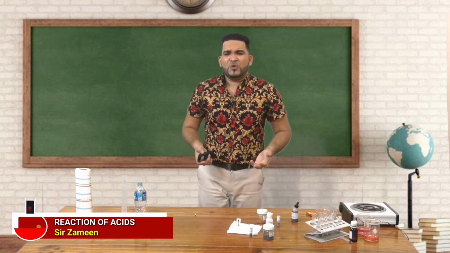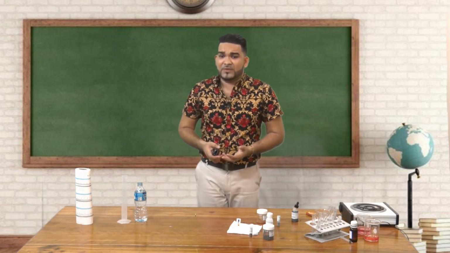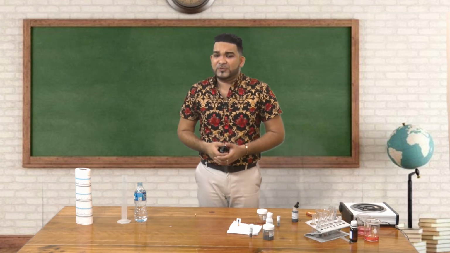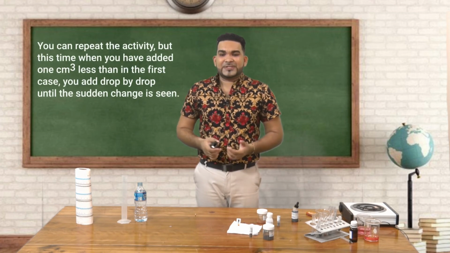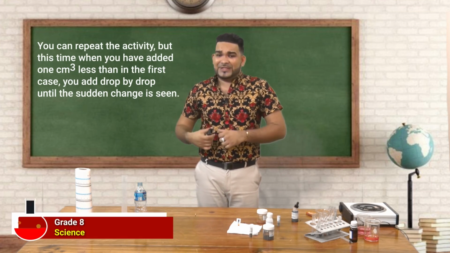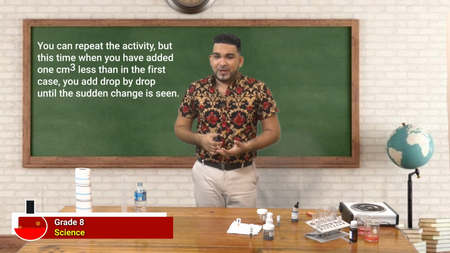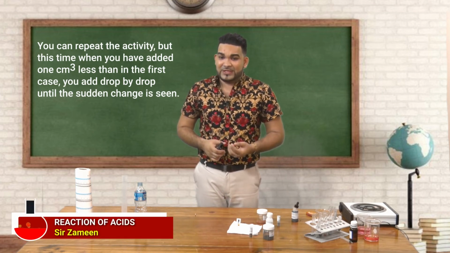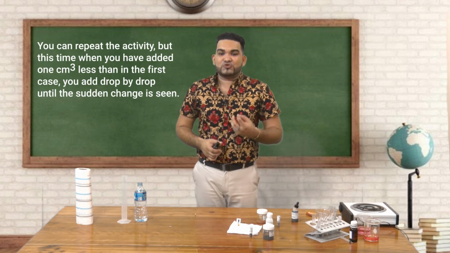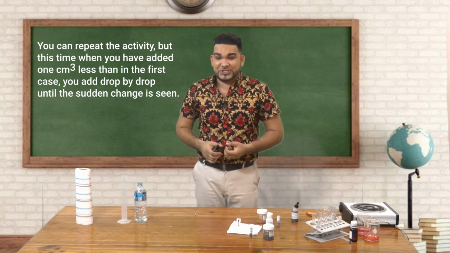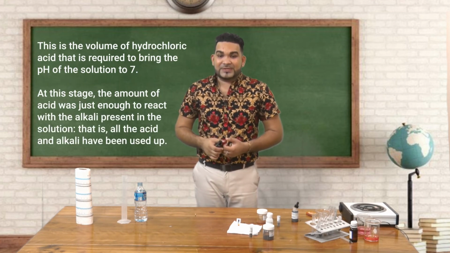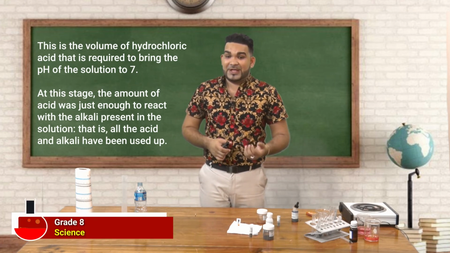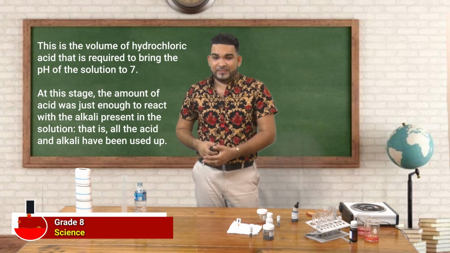Now, according to the video, what volume in cm³ of hydrochloric acid was added before the pH of 7 was reached? To answer this question correctly, that activity can also be repeated. But this time, when you have added 1 cm³ less than in the first case, you add drop by drop until the sudden change is seen. This is the volume of hydrochloric acid that is required to bring the pH of the solution to 7.